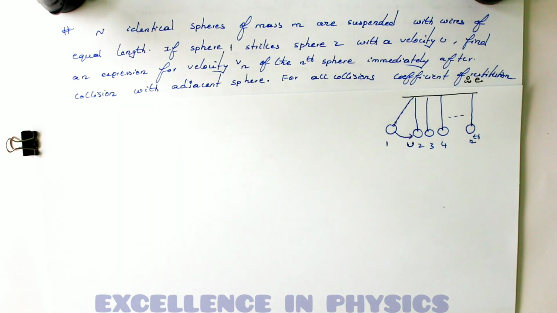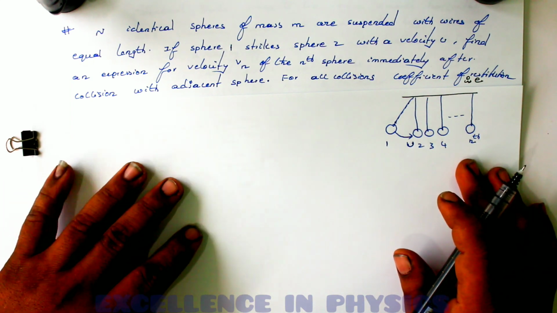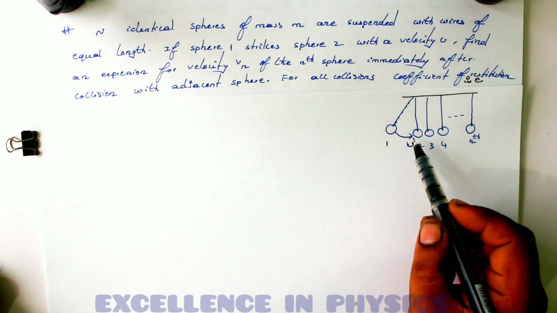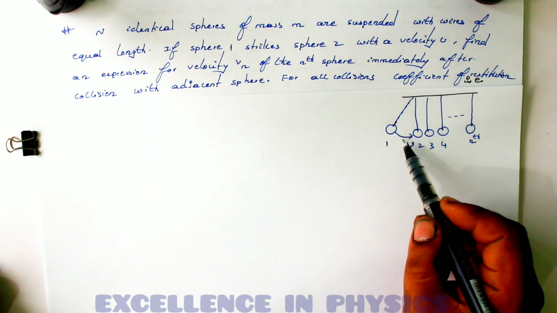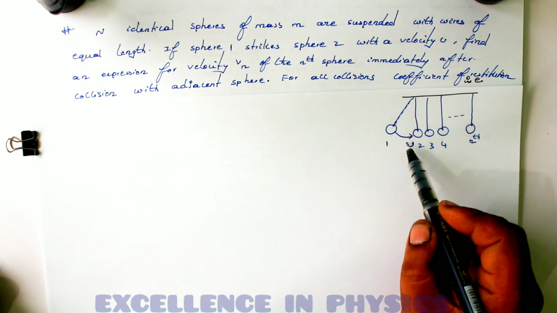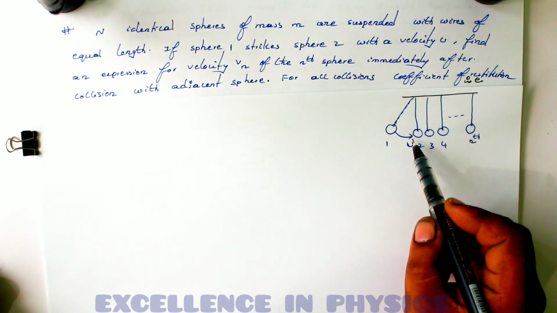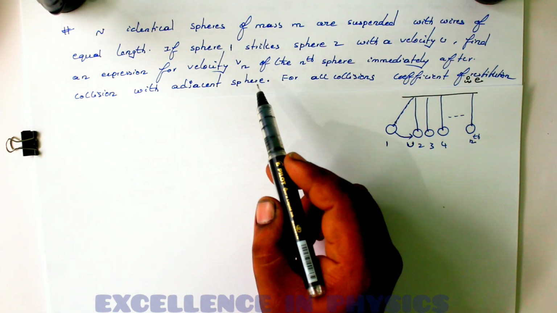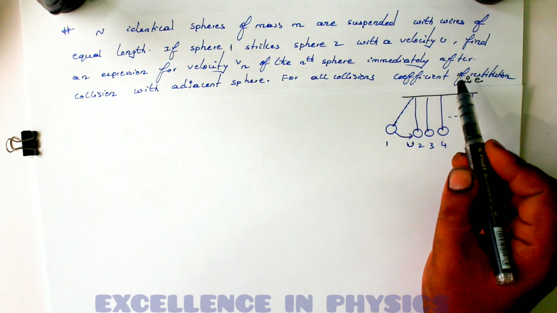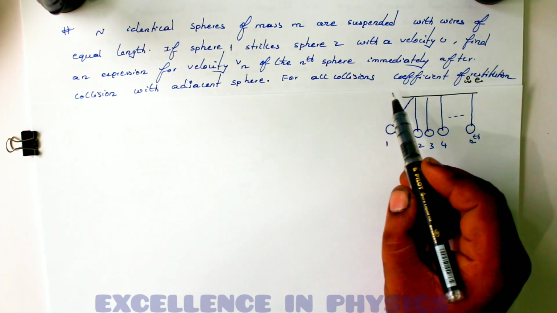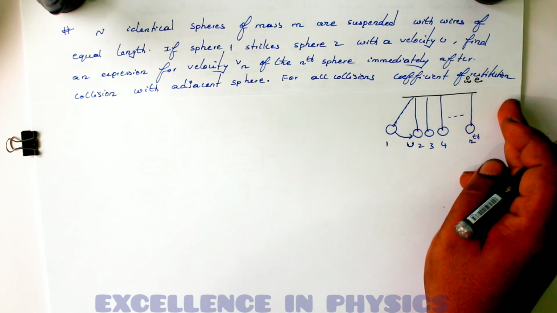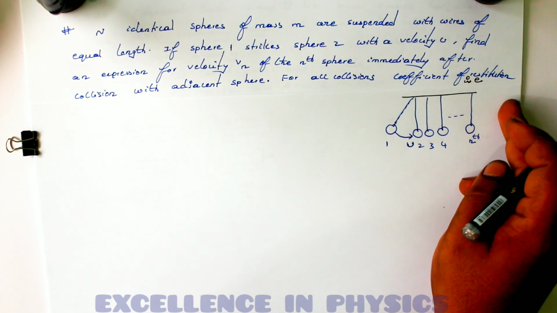Now let us see the second question. n identical spheres of mass m are suspended with strings of equal length. The first sphere is taken to a particular angle and released. It will strike the second sphere with a velocity of u. Then find an expression for the velocity Vn of the nth sphere immediately after collision with the adjacent sphere. For all collisions, the coefficient of restitution value is e here. That is what we are supposed to find in this condition.